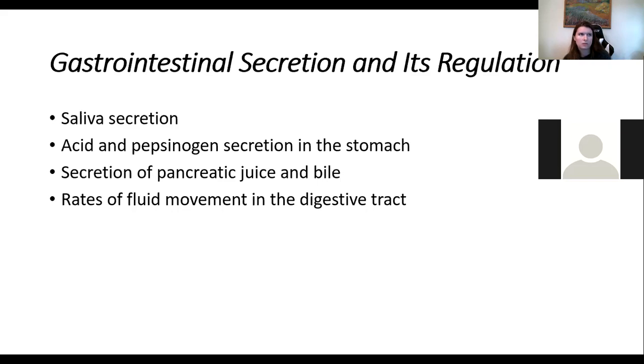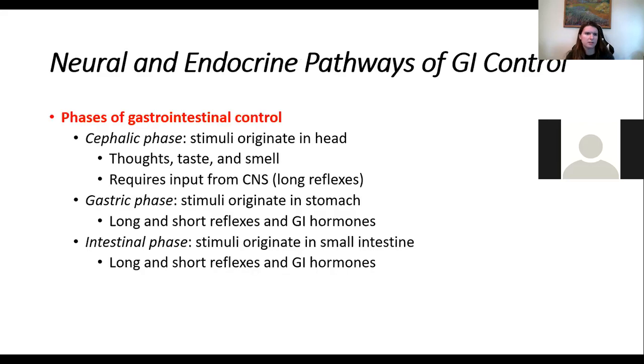So since we're talking about regulation, we want to think a little bit about what we're regulating. So some of the things that we're going to be regulating are saliva secretion. So like when I see a donut, my mouth starts to water. That's one of these reflexes, right? So that's one of the things that we're thinking about. That's really what we're interested in when we're talking about these different gastrointestinal control systems.